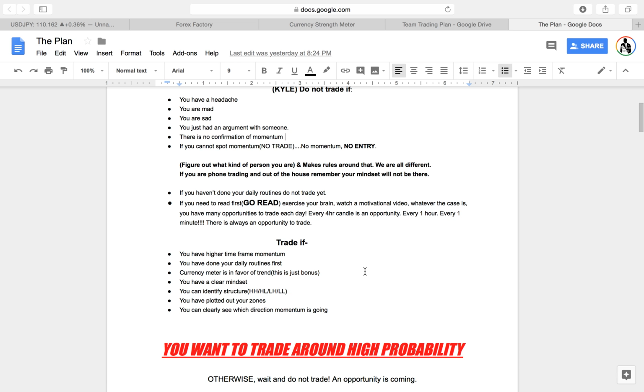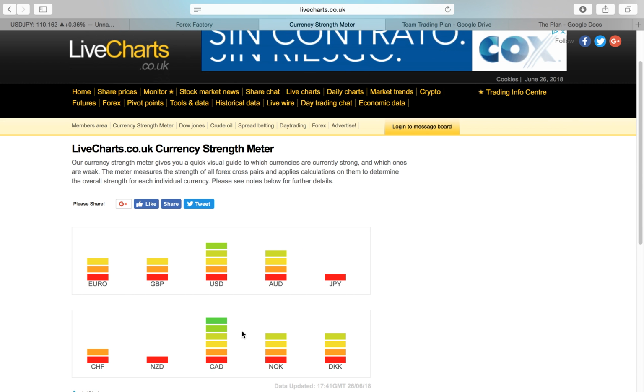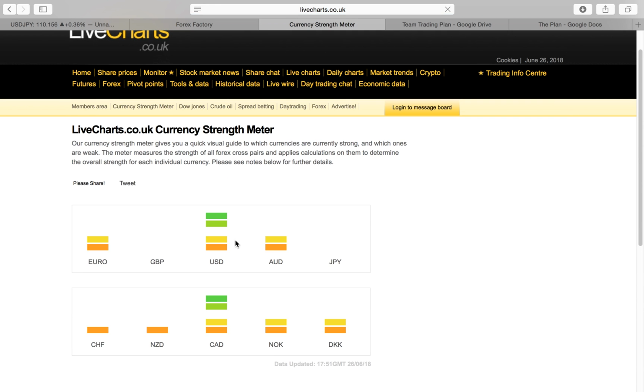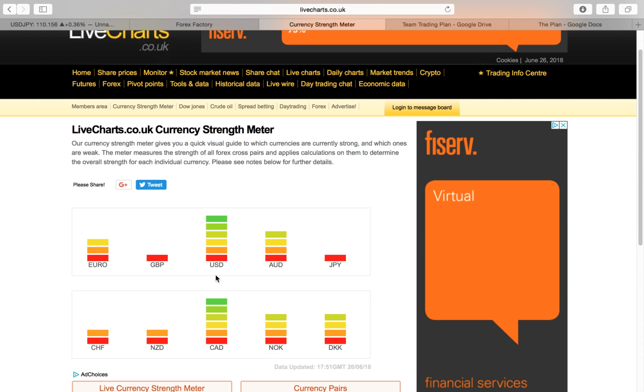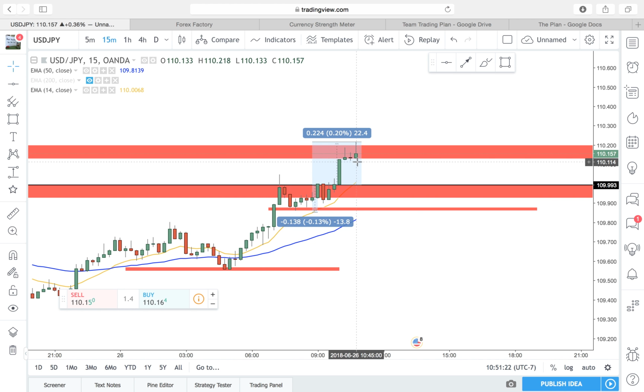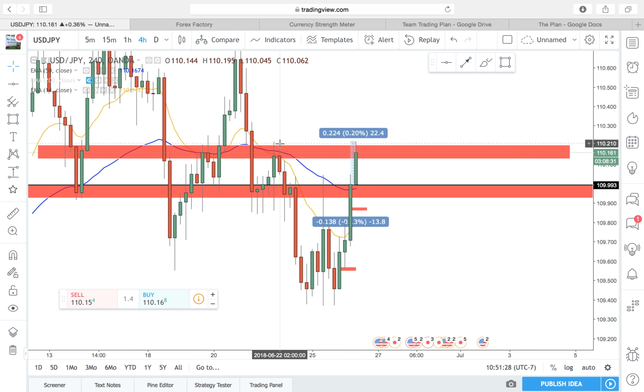And currency meter, this is our bonus. Was it in favor of trend? Yes. Currency meter was in favor of trend, especially following the news. The US dollar, look, it's still strong. USDJPY is probably not done, guys. It's probably going to see another push happen soon because the US dollar is so strong. We're probably not done. Oh, we already came to the top of here.